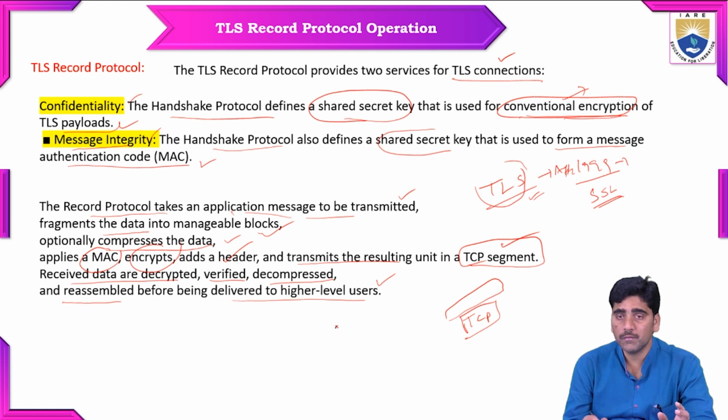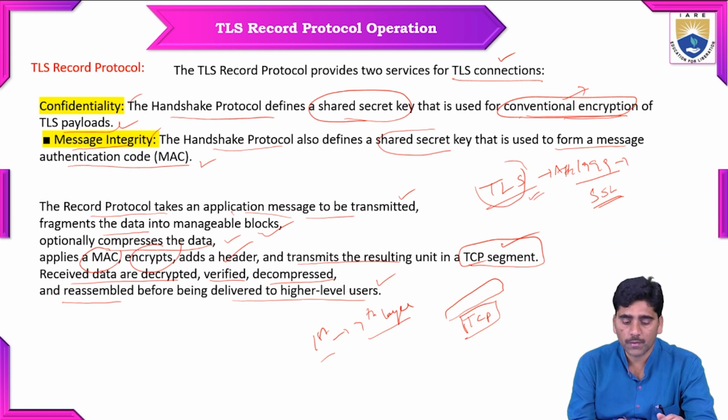Each message is transmitted from the first layer to the seventh layer. When the message moves from the first to the second layer, it has to apply the message authentication code, apply the encryption process, add some headers, and then transmit to the second layer.